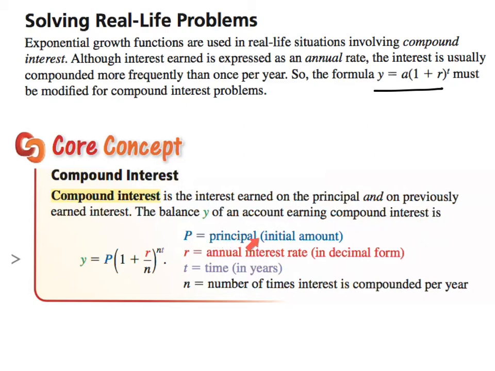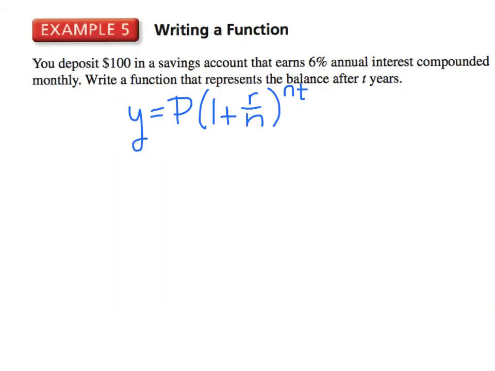The P represents what you started with, or what you borrowed. The R represents the annual interest rate written as a decimal. T is time in years. And N is the number of times interest is compounded per year. This is much easier than it looks. Example number 5, we're going to write a function.